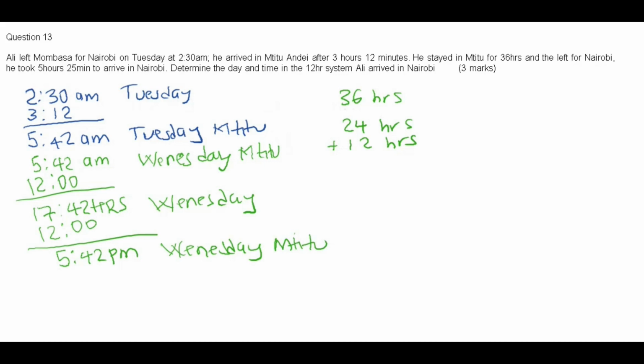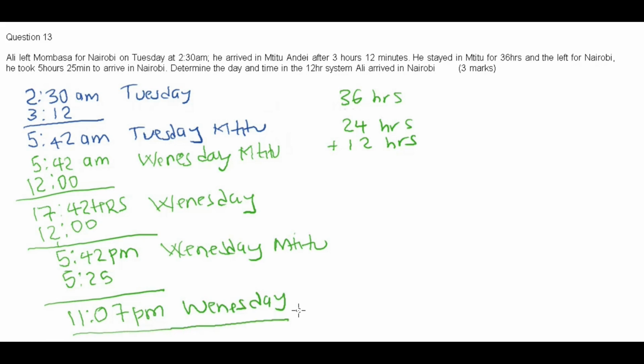So he took 5 hours 25 minutes to arrive in Nairobi. If you add this 5 hours 25 minutes, that is 7. 4 plus 2 is 6. We are not going to write 6, we write a 0, but carry 1. That's carry 1 here. So it will be 11 or 7 p.m. on Wednesday. So this is the time and day he reached Nairobi.